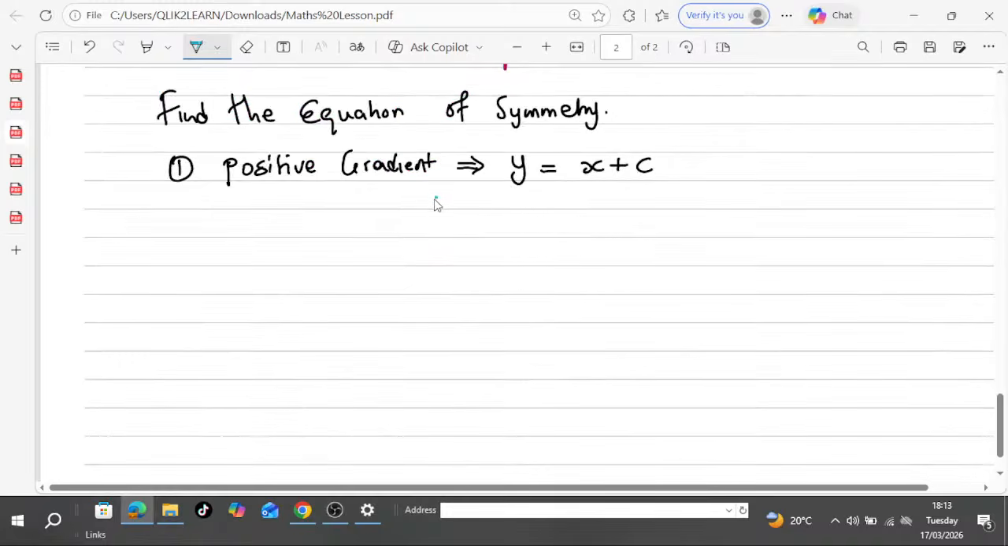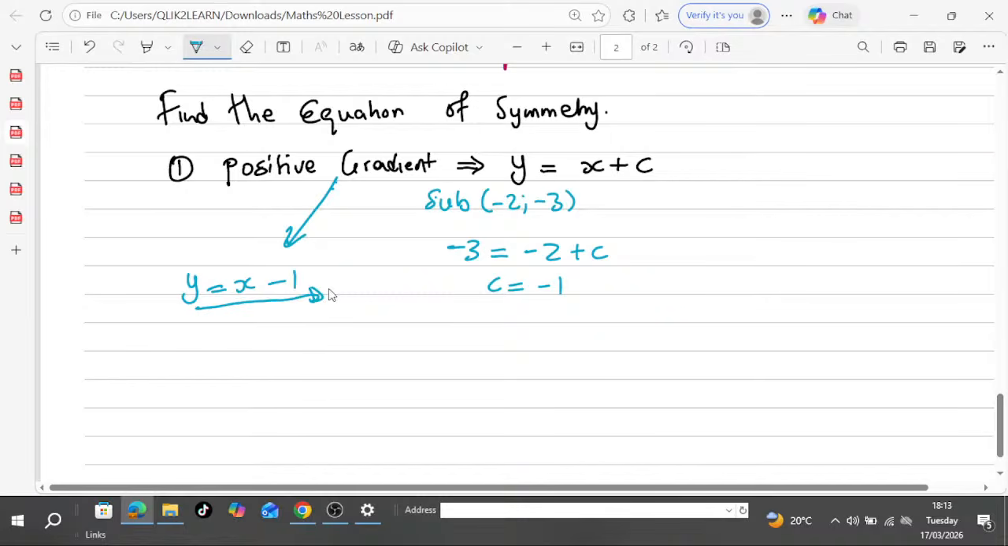So we're going to sub in minus 2 and minus 3. Where there's y, we put minus 3, it equals minus 2 plus c. Therefore, the minus 2 comes to the other side to be positive, and this will give us c to be negative 1. So the axis of symmetry with the positive gradient will be y equals x minus 1. So this is the axis of symmetry with the positive gradient.